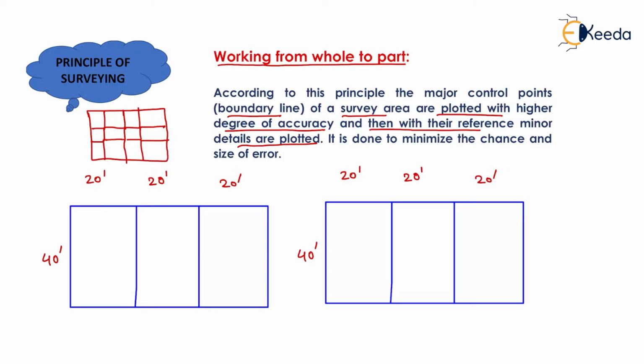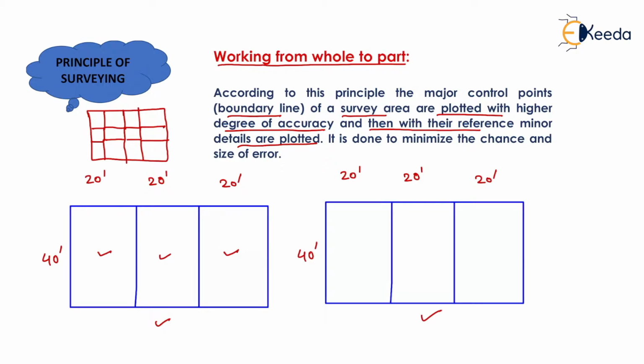whole to part. Now suppose that we take a case of an area of size 40 feet into 60 feet, which is shown here as well as here. Here is an area of 40 feet into 60 feet, which is divided into three plots of 40 feet into 20 feet, 40 feet into 20 feet, and 40 feet into 20 feet.